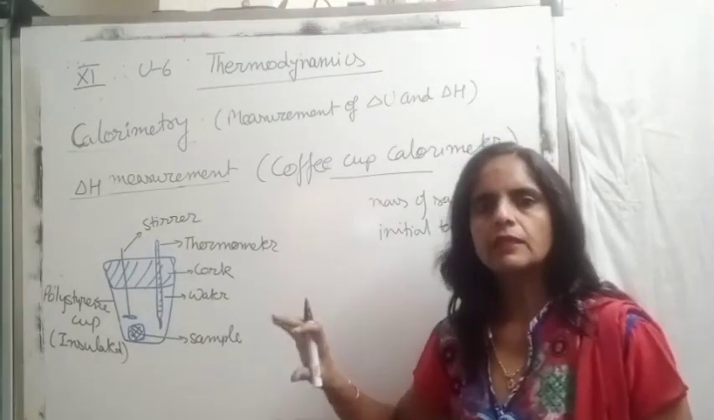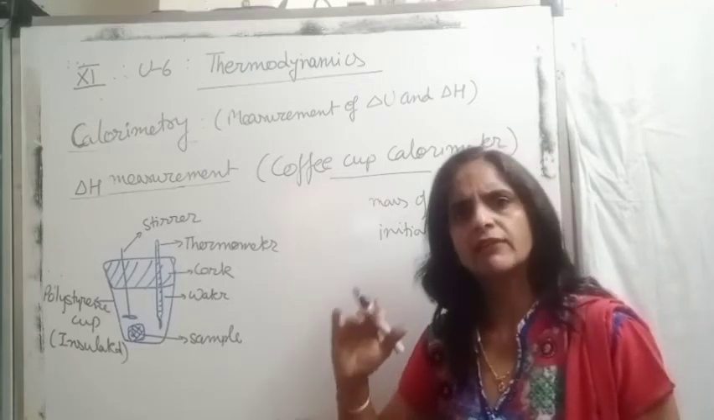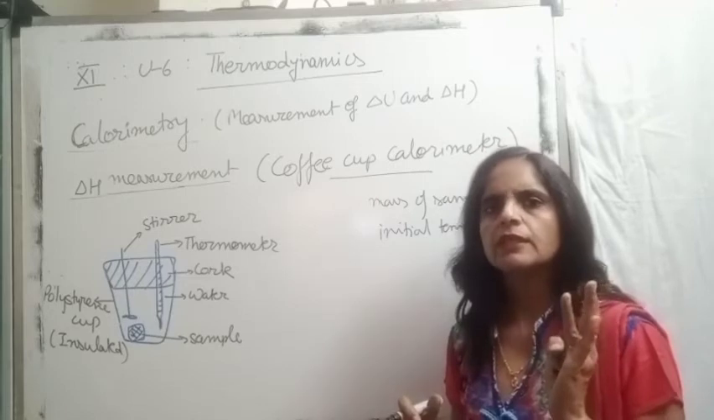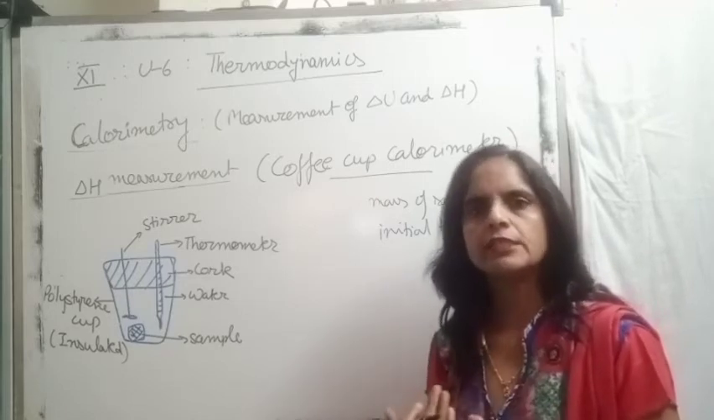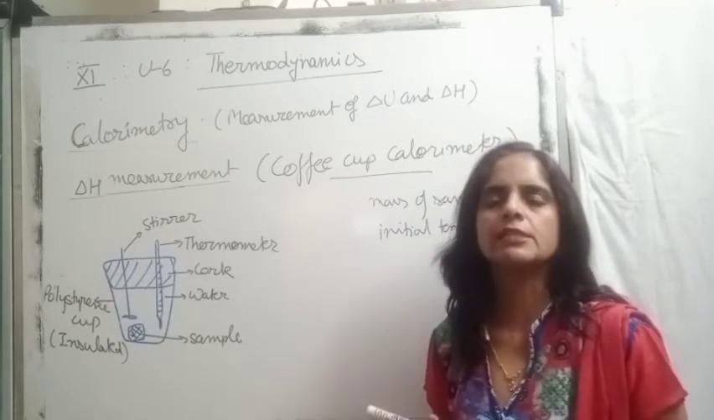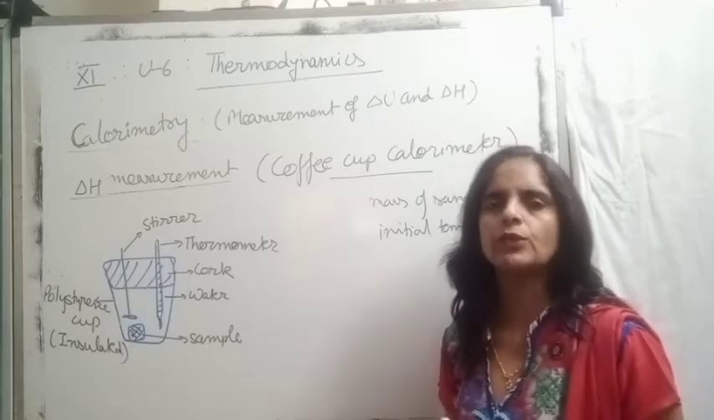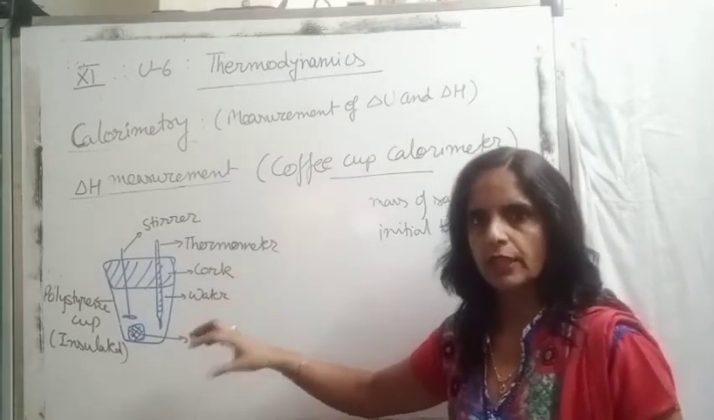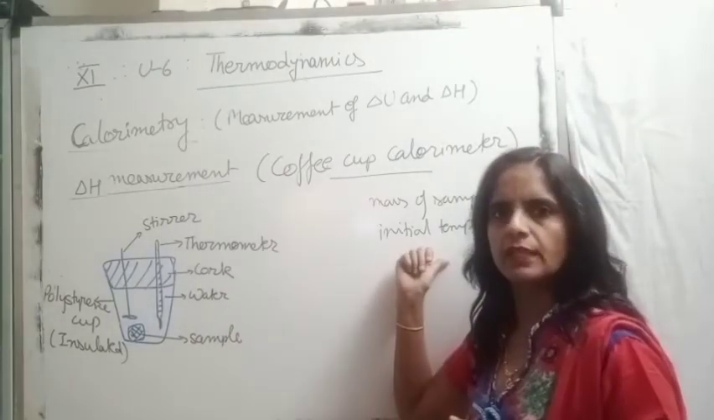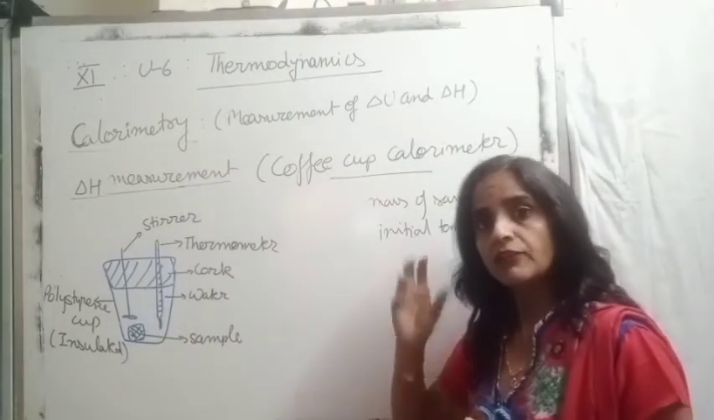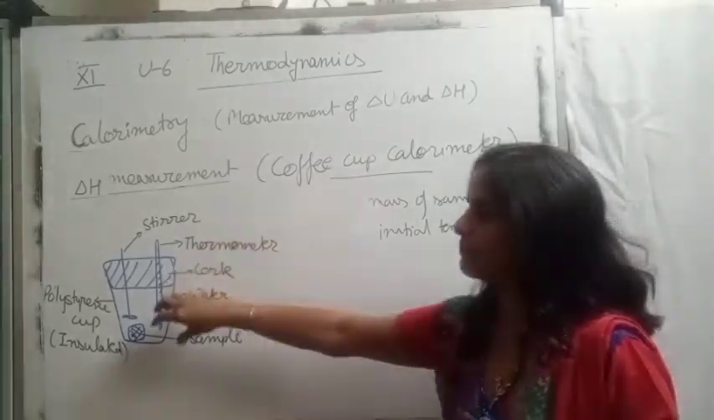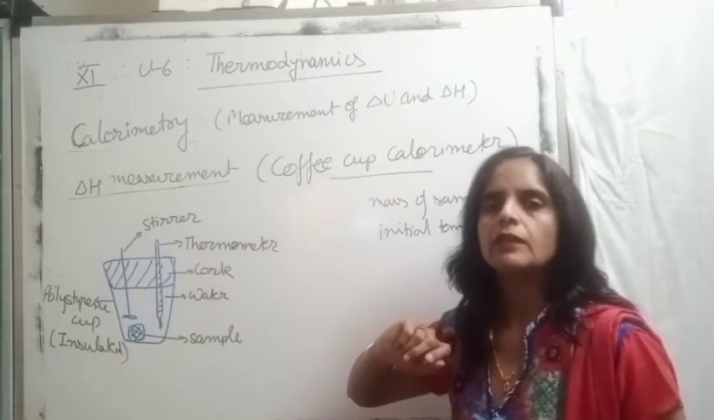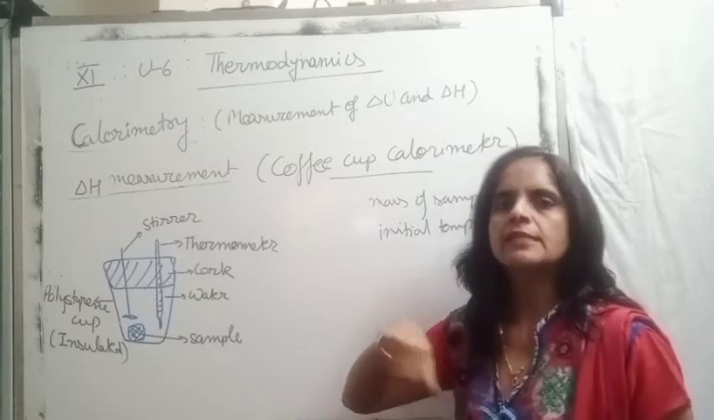Heat the sample up to a particular temperature, whatever, 100 degrees Celsius, 80 degrees Celsius, 90 degrees Celsius, because ultimately we need to check the change of temperature, how much change is taking place during the process. So heat it up to a particular temperature and note down that initial temperature of the sample. After heating, put the sample into this coffee cup which is filled with water and now start stirring this.